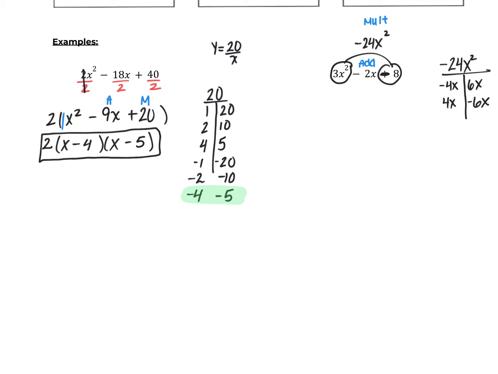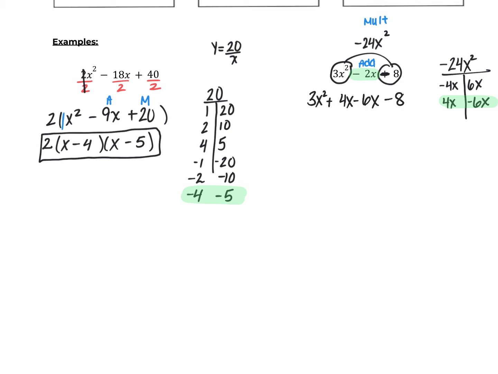So let's see which pair I'd like. I'm going to go with this one. 4 minus 6 is negative 2. So the way that the AC method works once you find that pair is you're pretty much going to replace this negative 2x, what it's equal to, with that. So 4x minus 6x, and then you bring down everything else. So you're going to bring down the 3x squared, and you're going to bring down the negative 8.